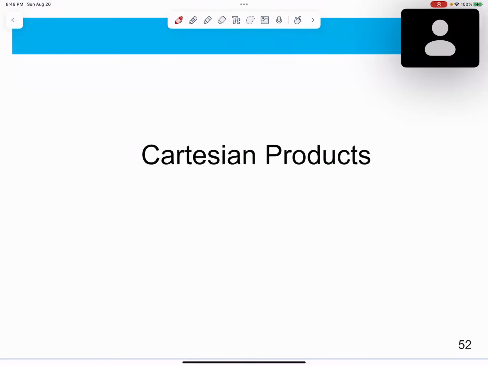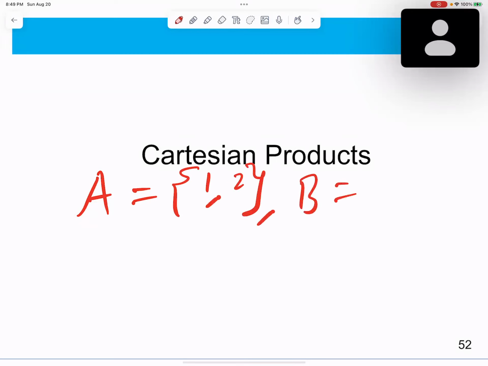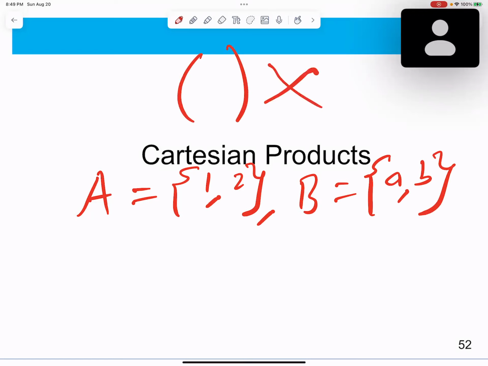All right. So when you have Cartesian products, when you have a set, say it contains 1 and 2, look at the curly brace. Set B contains a and b. Do not write a set like this, please. This is wrong. Now, Cartesian product is just a grouping of the elements of set A and B in an ordered pair manner.